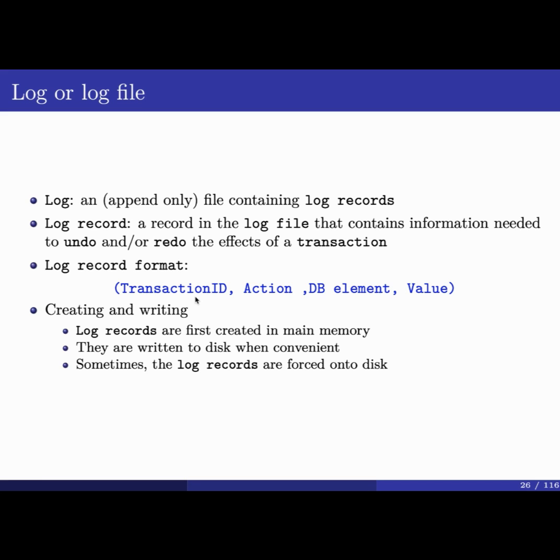So the transaction ID, what kind of action the transaction did, what the actual transaction did in the system. Generally speaking, reading and writing, something like this. We're going to see what kind of actions on the next slide. Then after that, this transaction performed this action over which database elements? In this case, maybe A, B, C, or whatever.